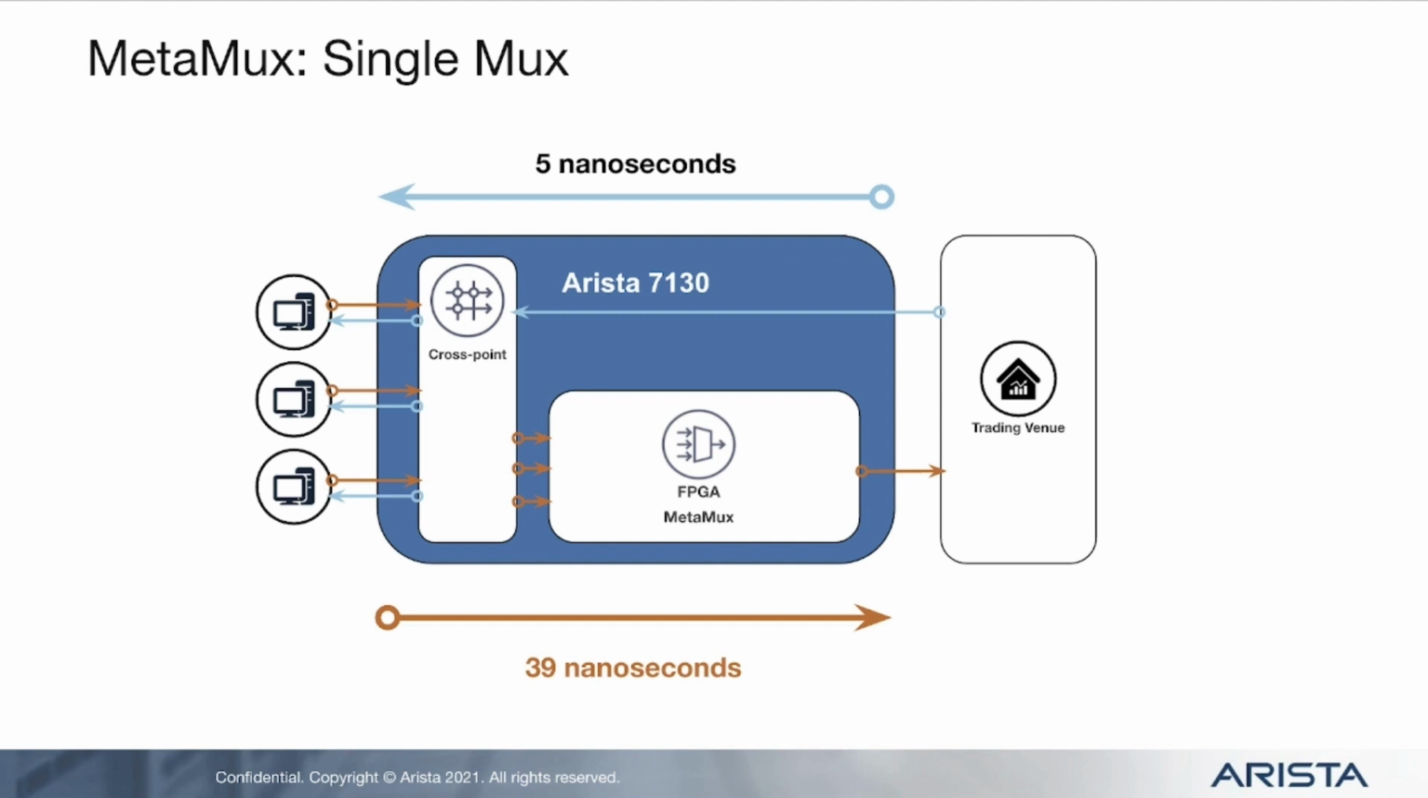The path from the trading venue to the application servers is shown in blue. This path is directly connected through the crosspoint and therefore pure layer 1. This means that it has a latency of 5 nanoseconds. This means that the round trip time of the whole system is now down to 44 nanoseconds, which is around 9 meters of fiber span.